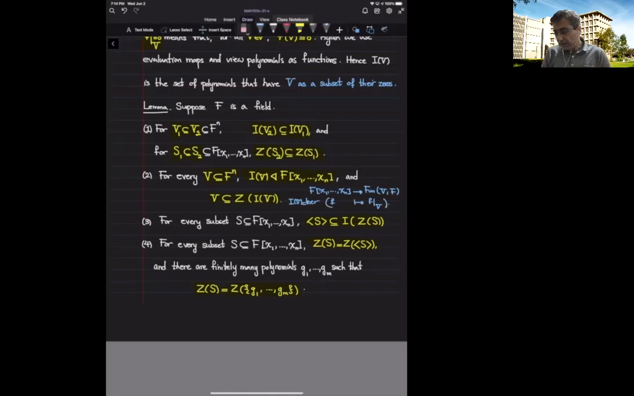Now, moreover, V is definitely a subset of the common zeros of I of V. Why is that the case? Because I of V, by definition, consists of polynomials whose restriction to V is 0. That means V is a subset of the zeros of all the polynomials inside I of V. V is a subset of all the common zeros of polynomials inside I of V. That means V is a subset of Z of I of V.